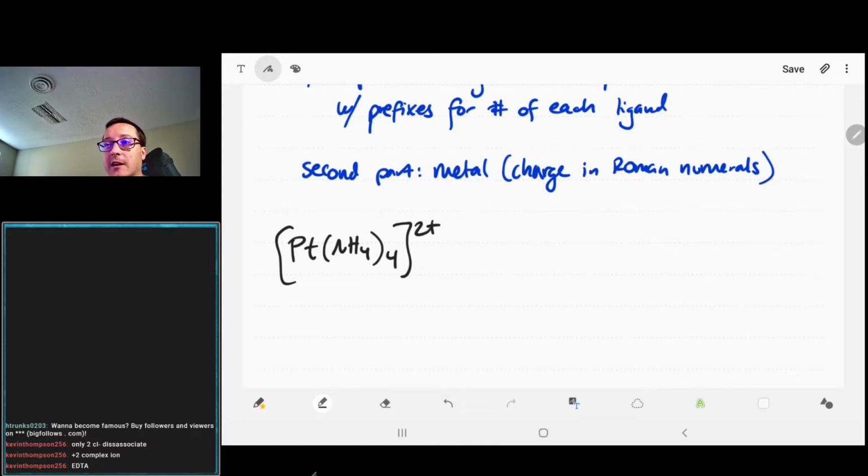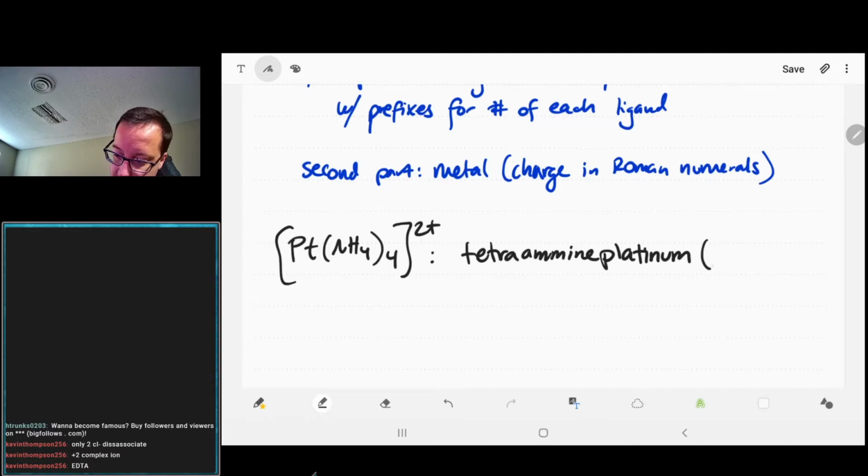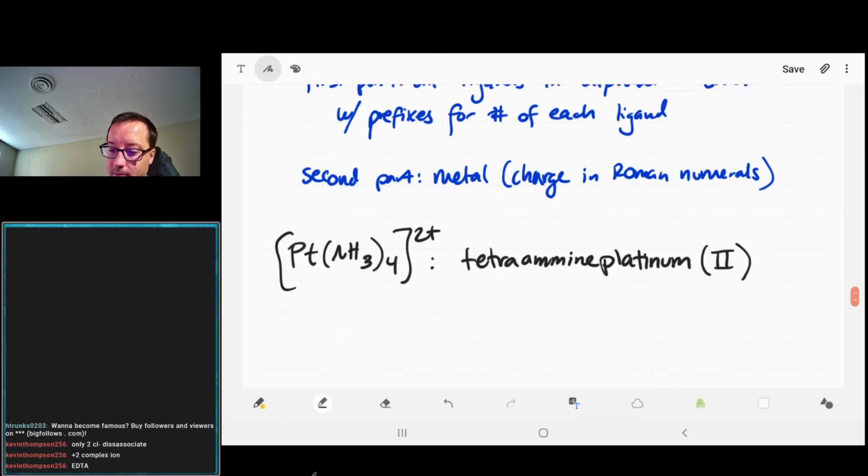So this complex ion, we'll name it. We see we have tetraamine platinum 2. Not ammonium there, what am I doing? Ammonia. Notice that the ammonia being a neutral ligand, the number of ammonias does not matter when we're looking at our charge, because each of those ammonias has a charge of 0. So the 2 plus comes entirely from platinum, so that's how we know it's platinum 2 there. So that's how we're going to have that.